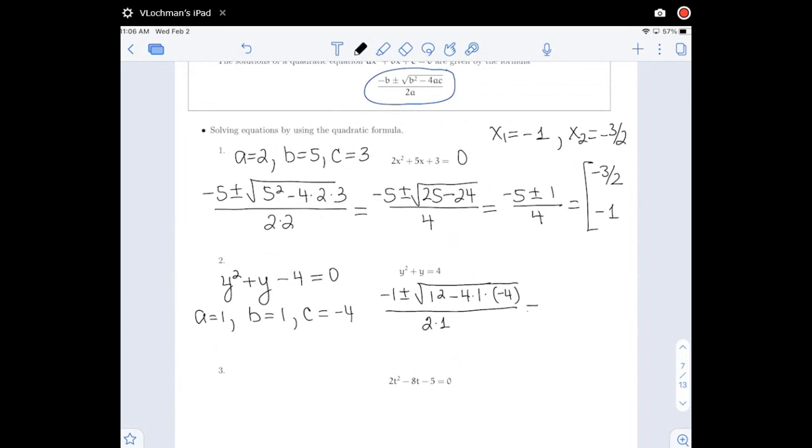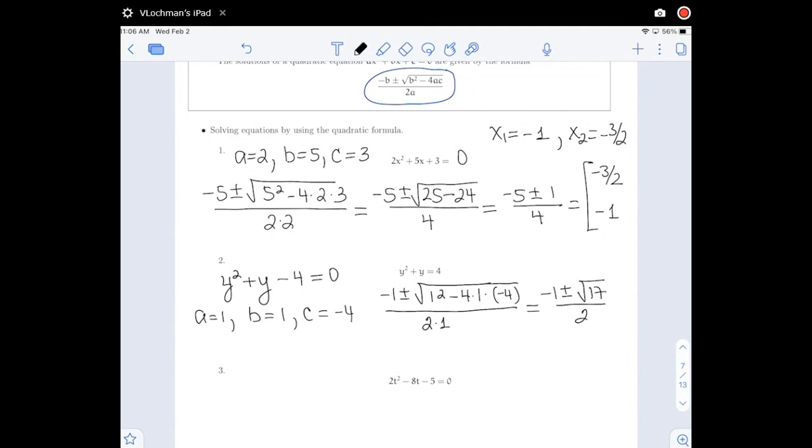So what do we get here? This is negative 1 plus or minus, and under the radical we get 1 plus 16. Square root of 17, that can't be reduced. 17 is a prime number. So this is what you would have, right?